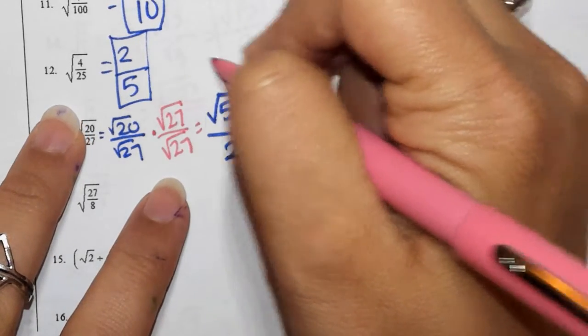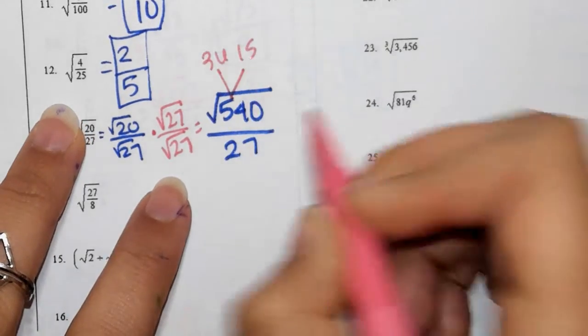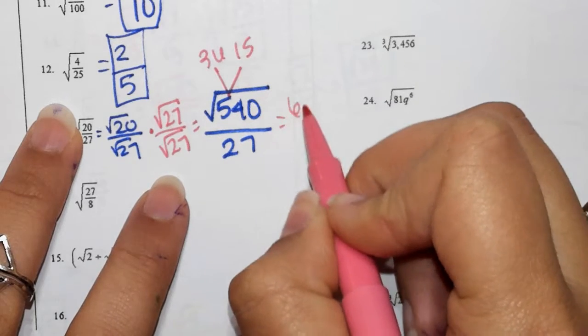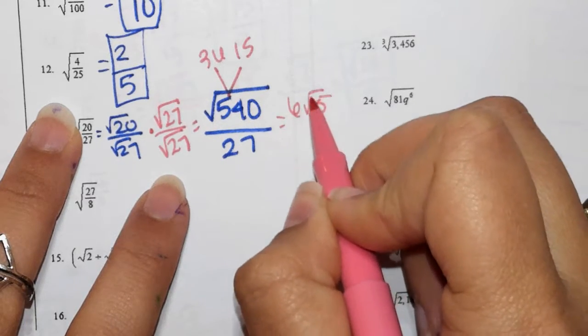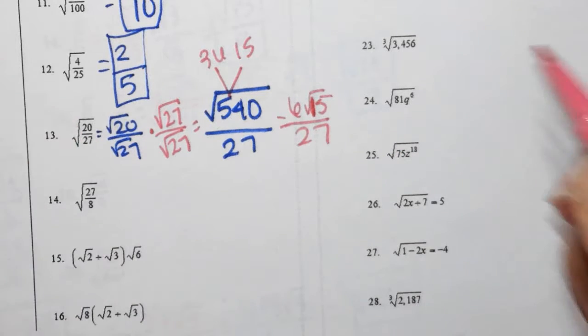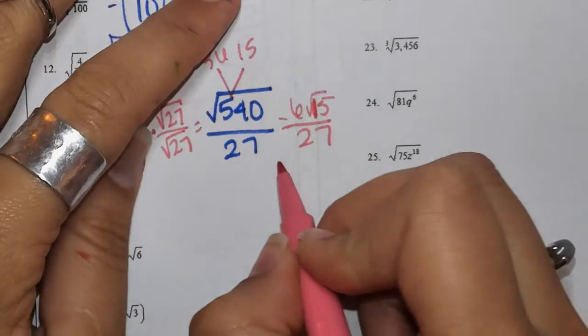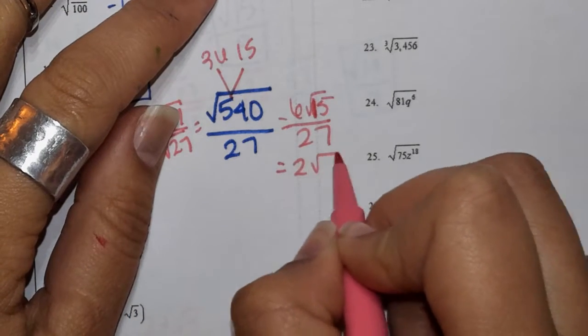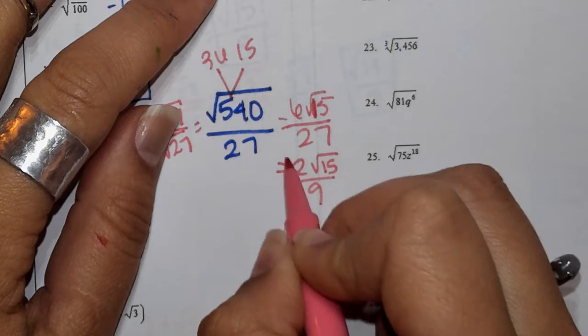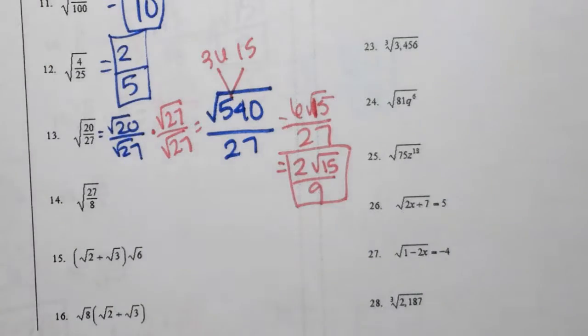Alright, so that's 36 and 15. What's the square root of 36? So it's 6 root 15 divided by 27. What do 6 and 27 reduce to? What goes into both of those? 3. Alright, what's 6 divided by 3? 2. What's 27 divided by 3? 9. That's your answer.